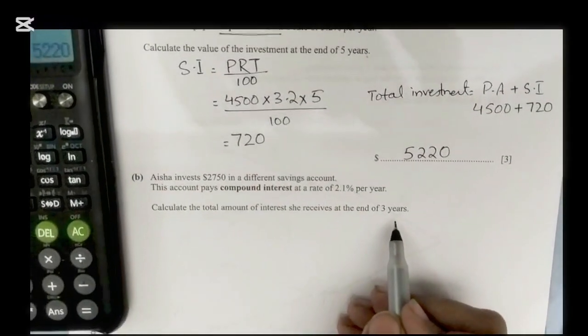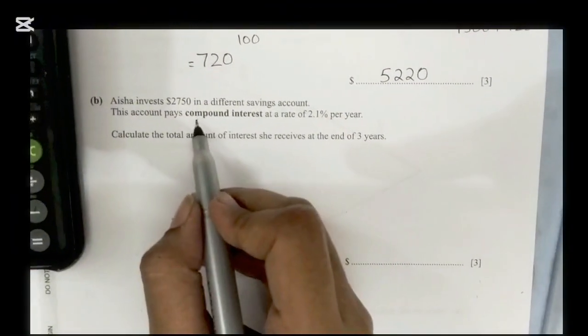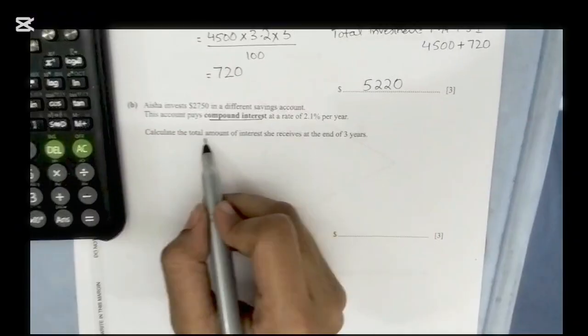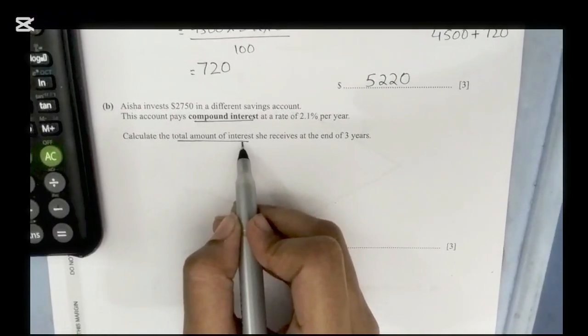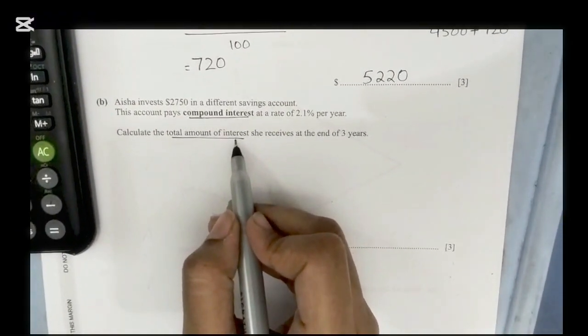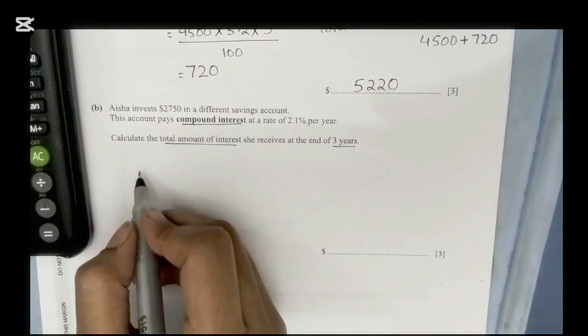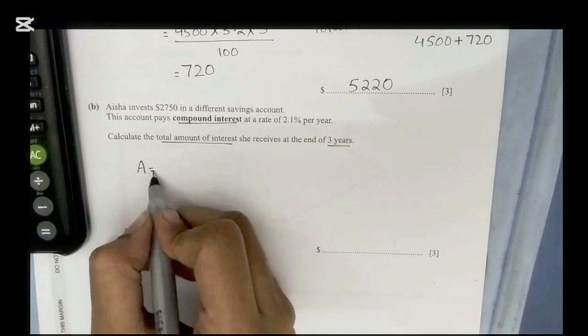So you can see over here, they are asking about compound interest, and they are asking just for the total amount of interest, not the total investment. They are just asking about the total amount of interest after 3 years. So now we are going to use the formula for compound interest.